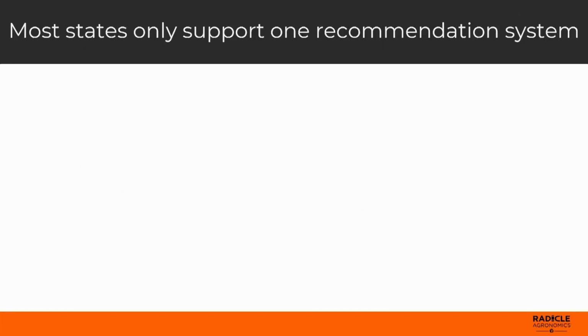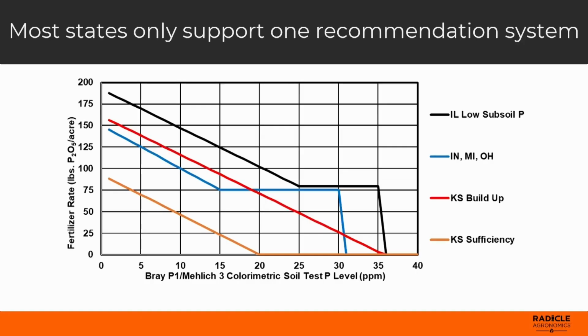So most states only support one recommendation system. Kansas actually supports two. Okay, there's the Kansas sufficiency one in orange, and their buildup is in red. Now, they don't have a maintenance range, right? So if you look at where you're at, a 75 pounds per acre fertilizer rate, that's about crop removal.